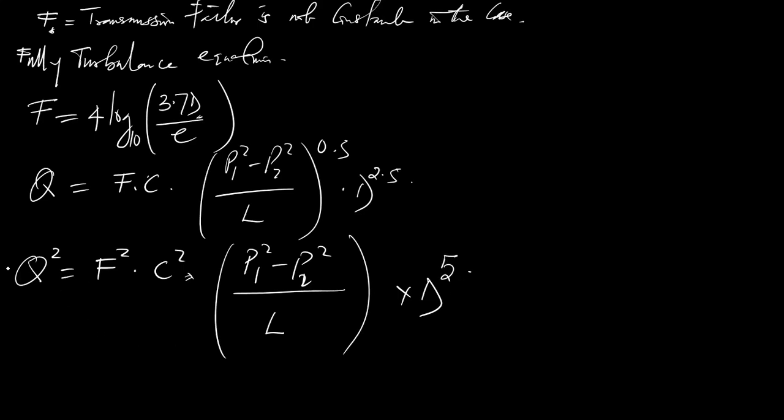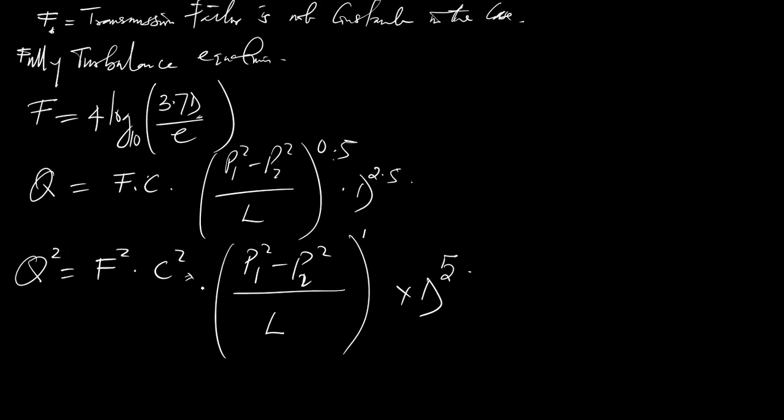Now, if we square both sides of the equation, you have Q square equal to F square times C square, brackets open, P1 square minus P2 square all over L. Now, raised to power 0.5 times 2, so 0.5 times 2 will give you 1 here. Now, times D raised to power 2.5 times 2, so it will give you 5. So that is how we got this. So now, let's rearrange this equation.